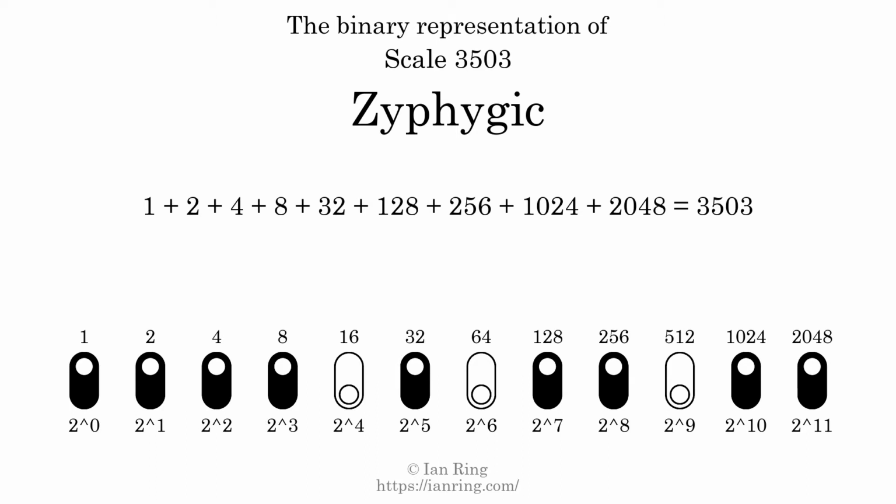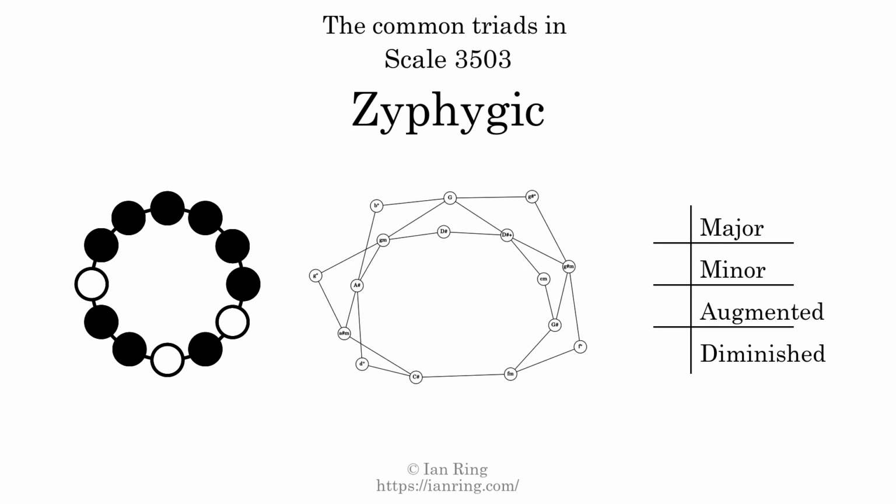The scale number not only enumerates the scale with a unique index, but it also literally describes the tonal content of the scale. Represented as a binary number in base 2, the scale number is 11011010111. Here are the common triads present in this scale. The diagram in the center is a graph of parsimonious voice leading between triads.